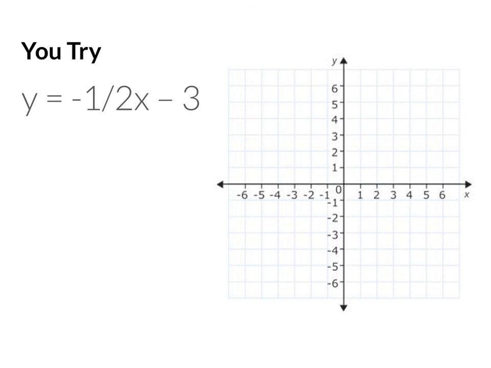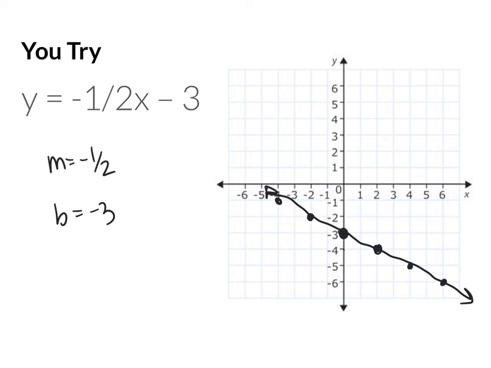Ready? This has a slope of negative 1/2, and it has a y-intercept of negative 3. I start with my y-intercept, and then I drop 1, run 2, drop 1, run 2, drop 1, run 2. I could also go the other way, rise 1, run backwards 2, until I end up with my graph.